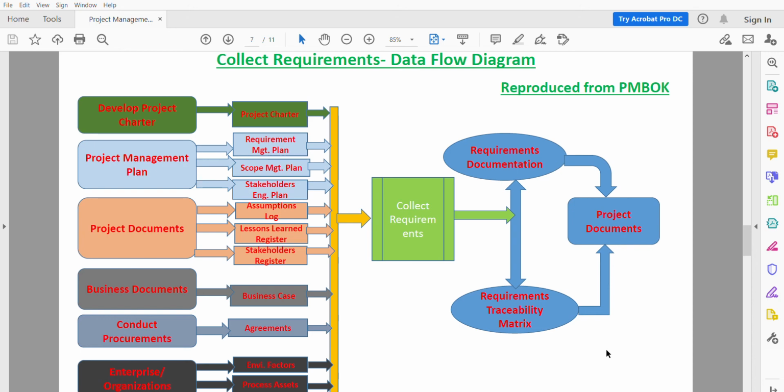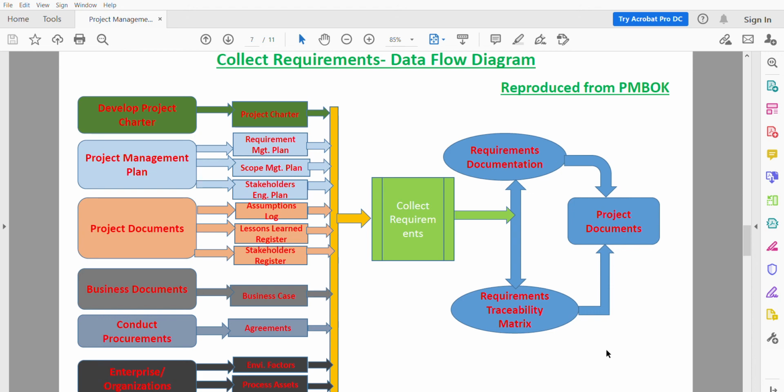The fifth tool is the data representation. The sixth one is the interpersonal and team skills. The seventh one is the context diagram and prototypes. And I'm not going to go into detail on each one of these because it will take a lot of time. So I will refer you to the PM book and other databases to have more information on these.